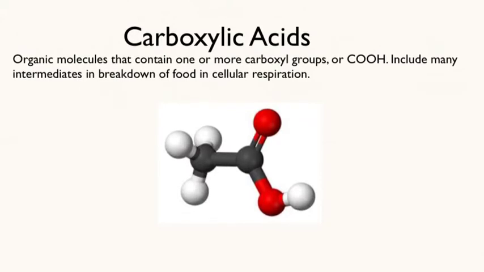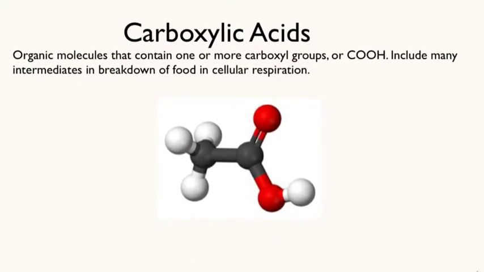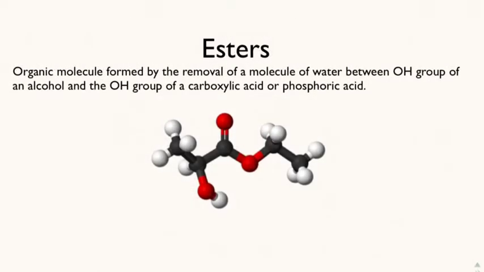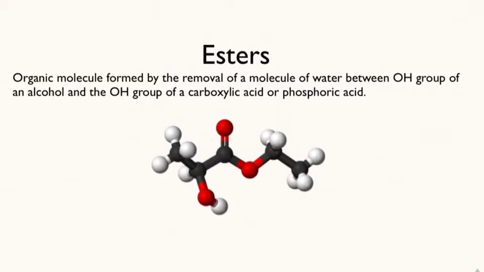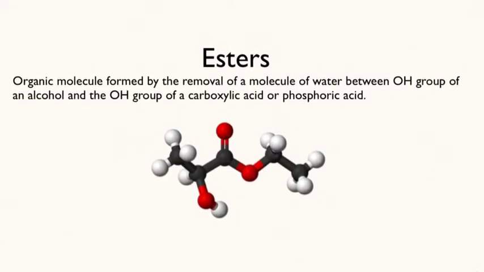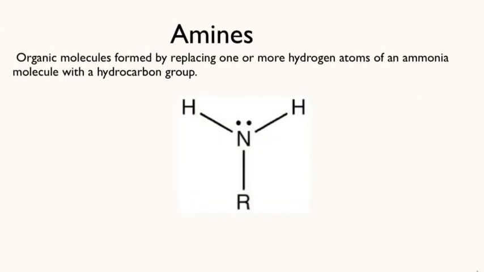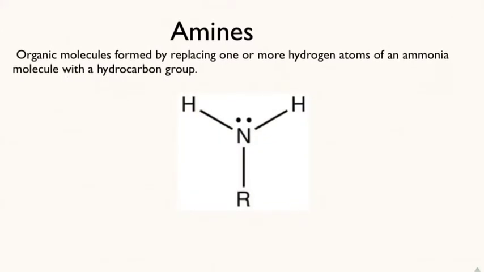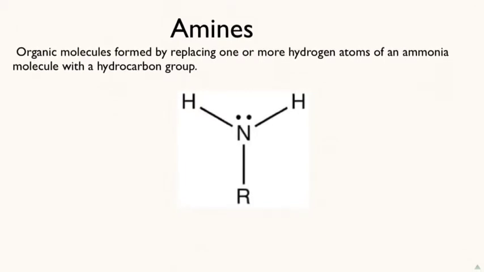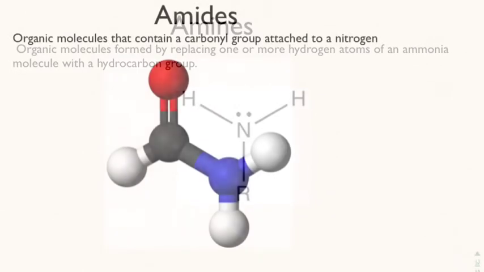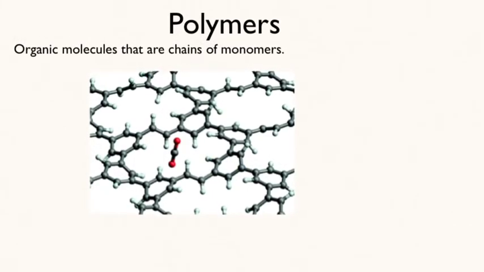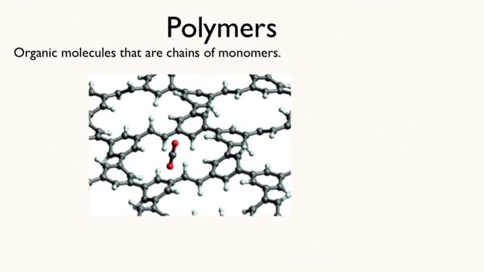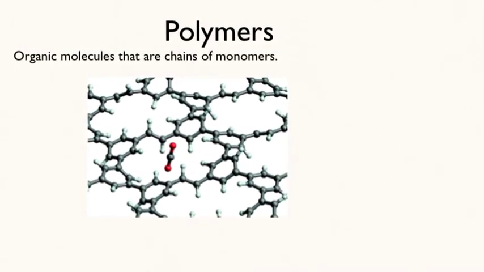Carboxylic acids contain one or more carboxyl groups, which are COOH. Esters are formed by the removal of a molecule of water between the OH group of an alcohol and the OH group of a carboxylic acid or phosphoric acid. Amines are organic molecules formed by replacing one or more of the hydrogen atoms of an ammonia molecule with a hydrocarbon group. Amides are organic molecules that have a carbonyl group attached to a nitrogen atom. Finally, polymers are organic molecules that are chains of monomers of all the other types of organic molecules.